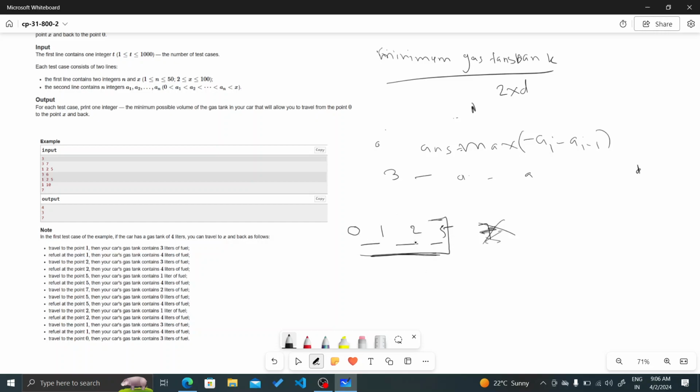So after taking the maximum distance, we have to compare. We have to take that max. Suppose it came out to be D1, and D is the distance between destination and the last gas station. So that distance will be 2 into D for the fuel tank. At least this much fuel tank will be needed to cover the last segment. So our answer will be maximum of D1, comma 2 into D. Okay, so let's code it.